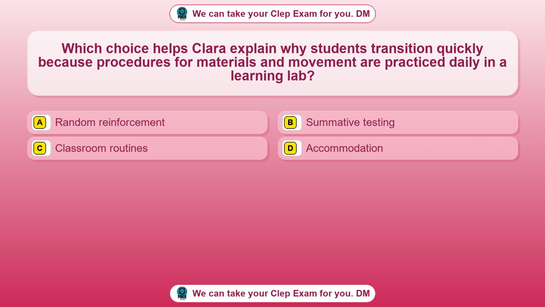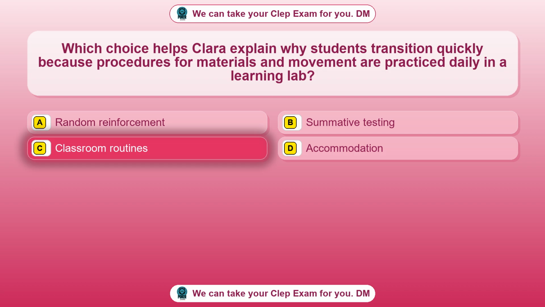Question 71. Which choice helps Clara explain why students transition quickly because procedures for materials and movement are practiced daily in a learning lab? Option A, random reinforcement. Option B, summative testing. Option C, classroom routines. Option D, accommodation. The correct answer is option C, classroom routines.